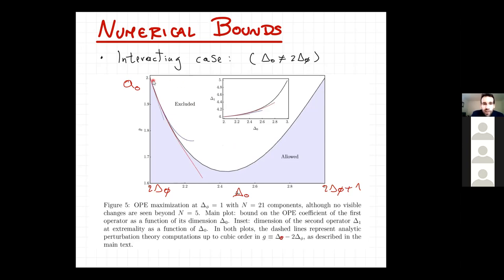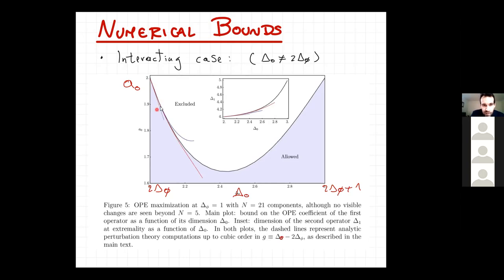Now, we can compare this with our exact analysis, because it's very similar to the exact problem that we were solving analytically. There's delta zero, which we are varying. We may hope that since when delta zero is 2 delta phi the bound is saturated by the generalized free boson, which was our starting point in the analytic analysis, then if you deform it just a little bit, it should match our exact analysis.